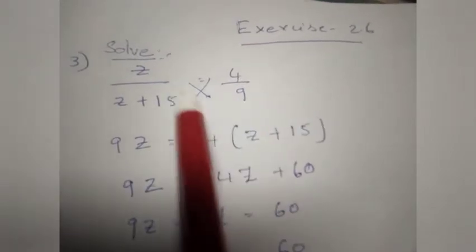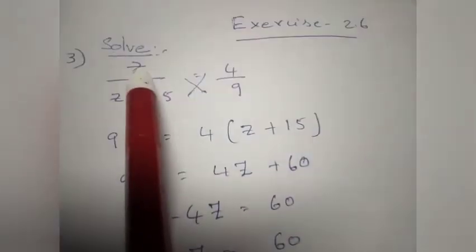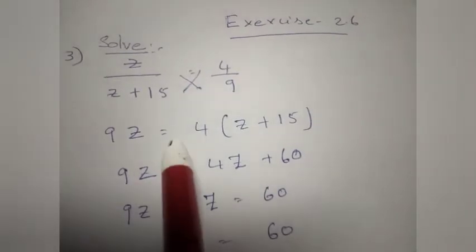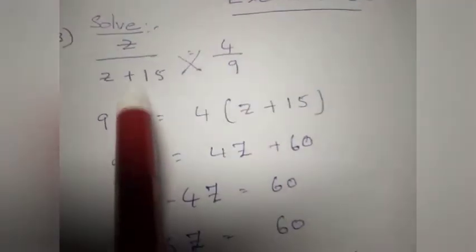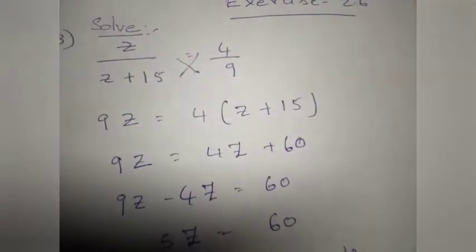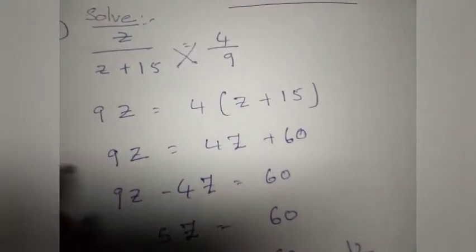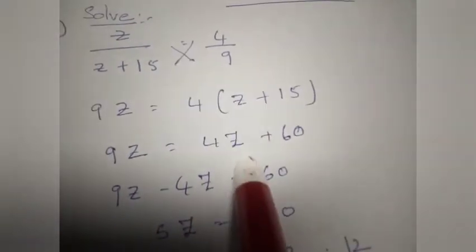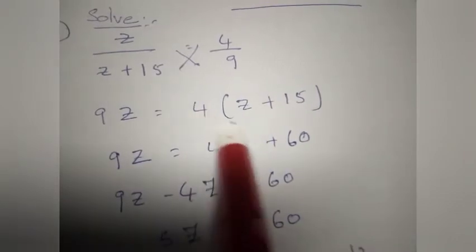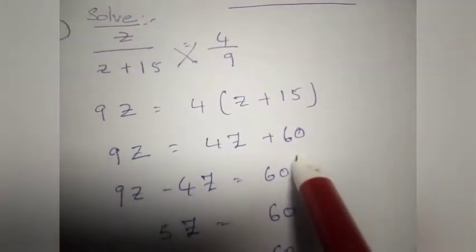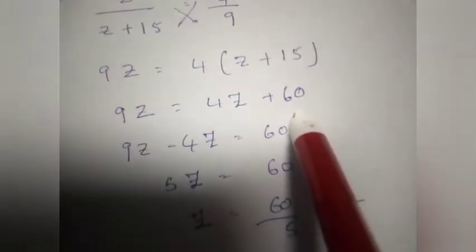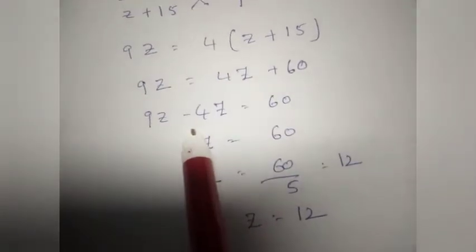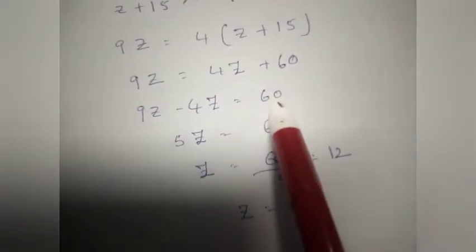Here we have to do cross multiplication. So 9 into z, that is 9z, is equal to 4 into z plus 15. So 9z is equal to 4 into z, 4z, plus 4 15s are 60. Now I am bringing all the z terms to one side. 9z, here it is plus 4z. When it comes to this side, it becomes minus 4z is equal to 60.